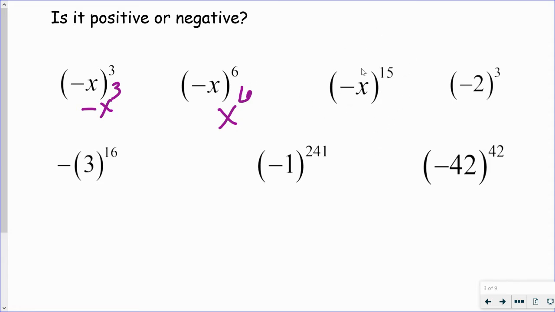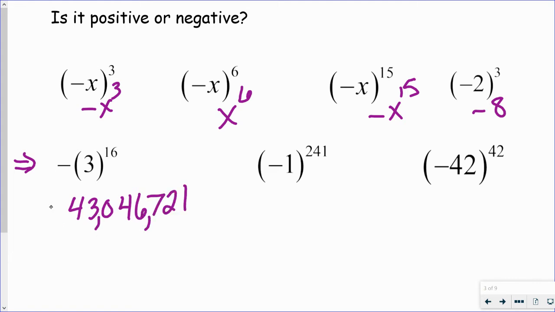Okay, same thing here. Because this is in parentheses, that means 15 is an odd number, so it would be negative x to the 15th. Now this, think negative 2 times negative 2 times negative 2, odd exponent. That means my answer would be negative 8. Now, this bottom row here is a little different. This means take 3 to the power of 16 and then make it negative after the fact. 3 to the power of 16 is this big number, but this negative comes along after the fact. The negative is outside the parentheses, so it doesn't matter if the base is positive or negative.